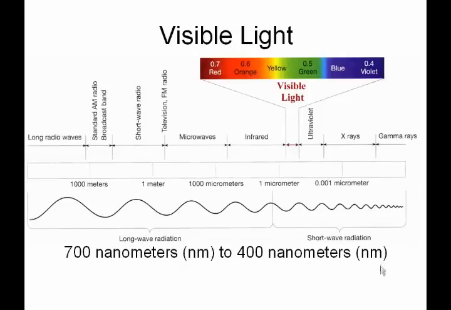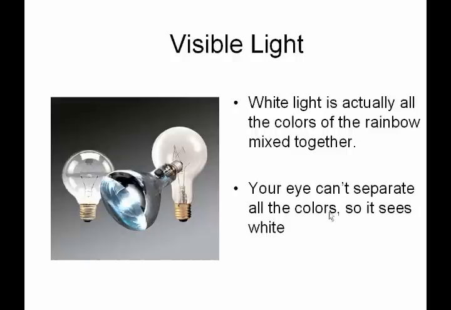Visible light is next, so these are the rays that we can see. These are two numbers you have to have memorized. We can see from 700 nanometers to 400 nanometers. 700 is red and 400 is violet. And everywhere in between those is one of the colors of our visible light spectrum. Right? Visible light is just the colors of the rainbow.